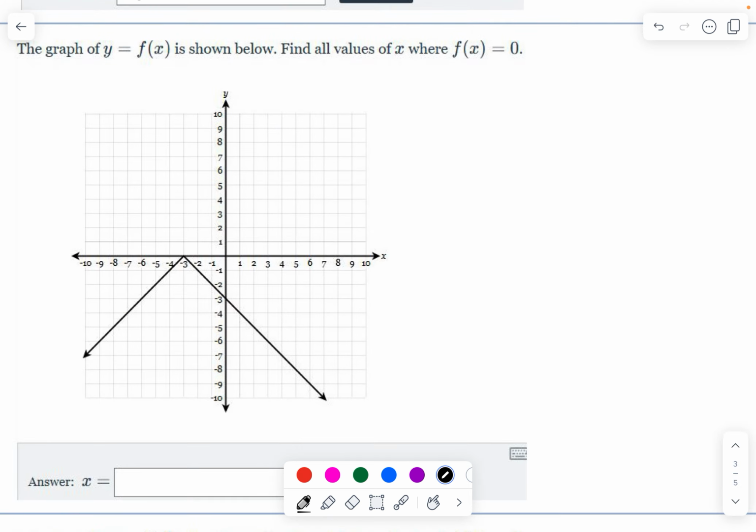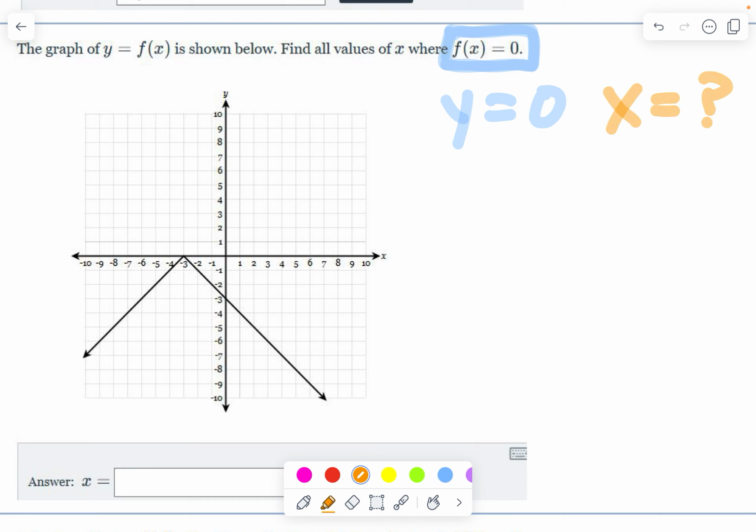Here's our next problem. A different graph, also f of x. And for this, we want to know for all values of x, where f of x is equal to 0. Again, f of x equal to 0 means when the output is 0, aka when the y values are 0, what is x? So we'll start at the origin, 0, 0, and we're going to go to y is equal to 0.